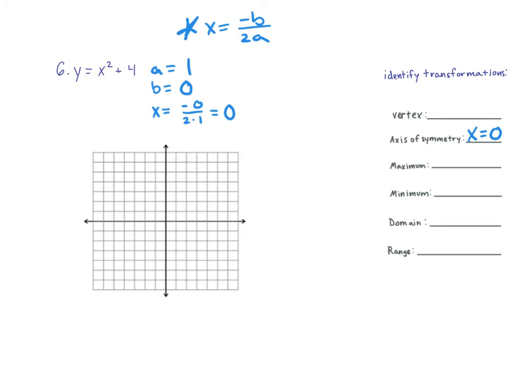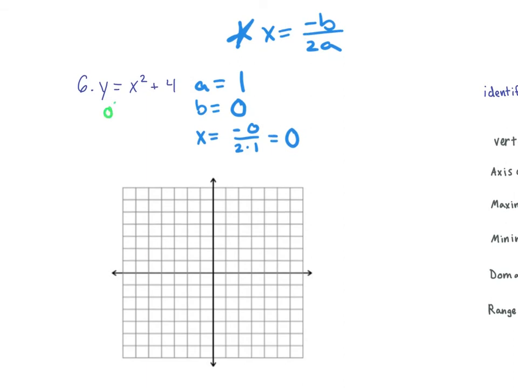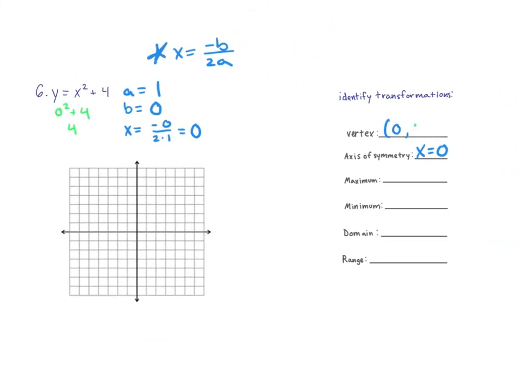How do we find the vertex? What's the first number in our vertex? 0. And then to find the second number, we plug 0 in. So we have 0 squared plus 4. What's 0 squared plus 4? 4. So what's the second number in our vertex? 4. What's our domain? All real numbers.